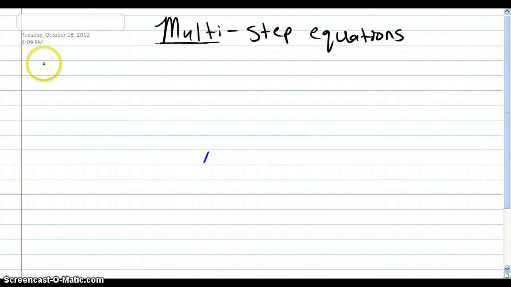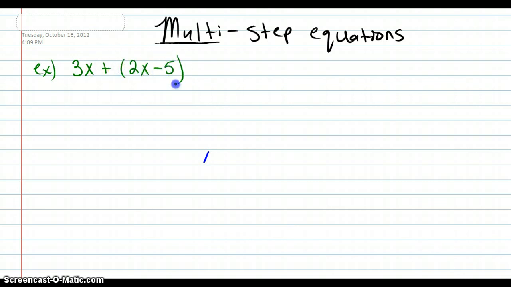Let's try 3x plus parentheses 2x minus 5 equals 13 minus 2 parentheses x plus 2. Let me get rid of this little blue mark, okay? Now if you look, we have an x here, parentheses, we have an x on the right hand side, we got a whole bunch of stuff going on. It's okay, don't freak out. We'll just work with this question piece by piece.